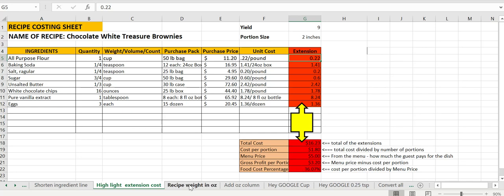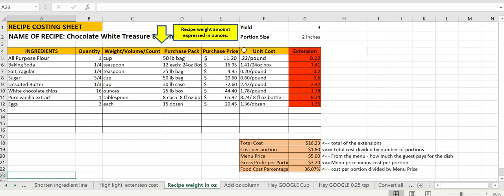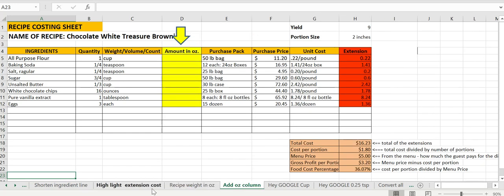and your work will be correct. Something that I find easier to do is to put everything in ounces. So instead of measuring 1 cup, let's convert that into how many ounces 1 cup of flour is. So that's what we're going to be doing. We're going to be adding a column right here for our recipe weight amount expressed in ounces. And that's what we have right there.